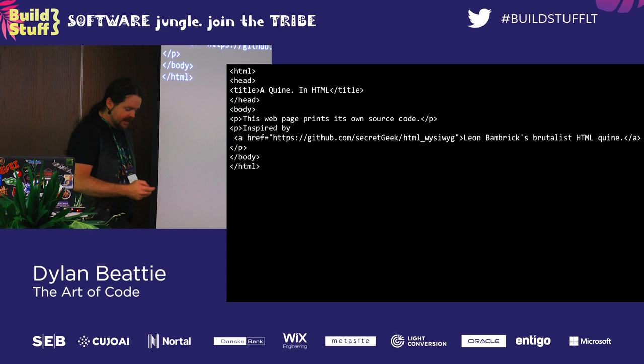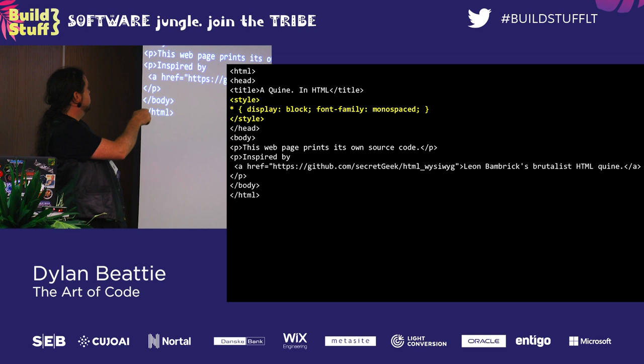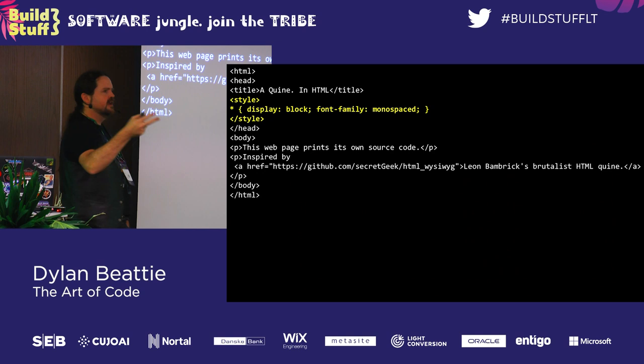Now, we're going to exploit some quirks of the HTML specification here. First of all, we're going to put in a CSS rule that says display everything as a block, even style and head and title, and things that the browser is not supposed to display. And we're going to refresh it. And look at that.